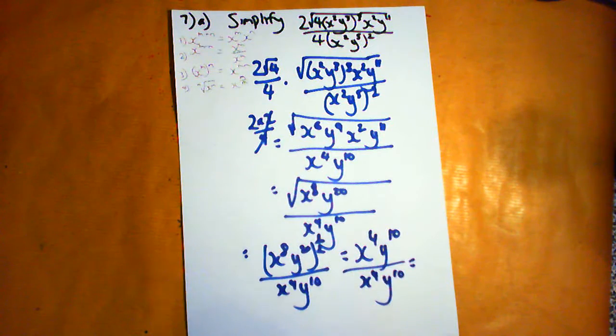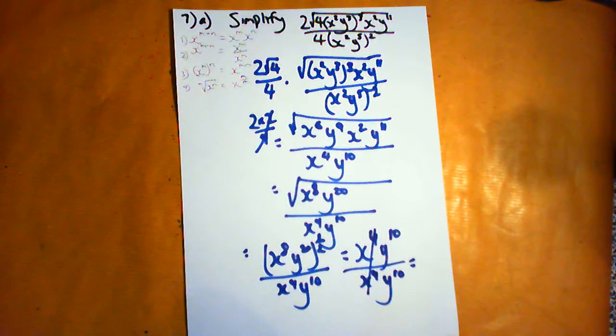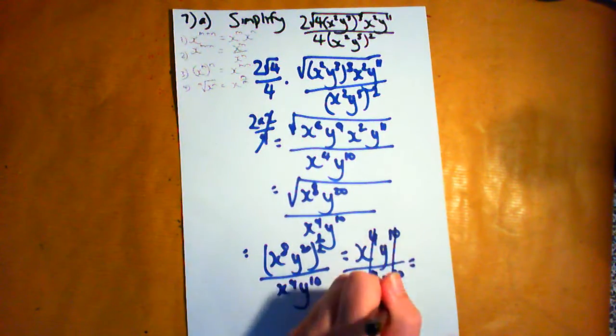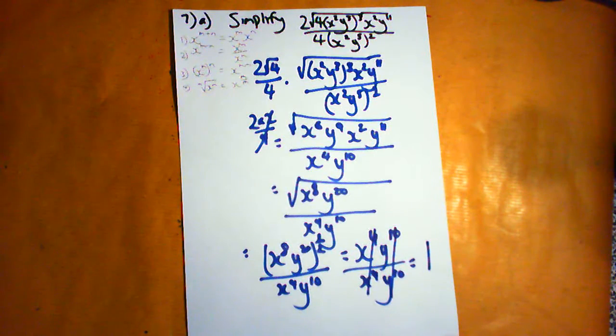So everything exactly cancels out here. x to the 4 over x to the 4, that cancels, and y to the 10 over y to the 10, that cancels as well. Same power top and bottom. So since everything cancels, that leaves us with 1.